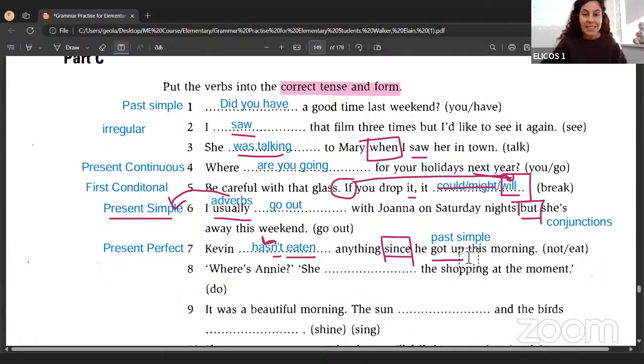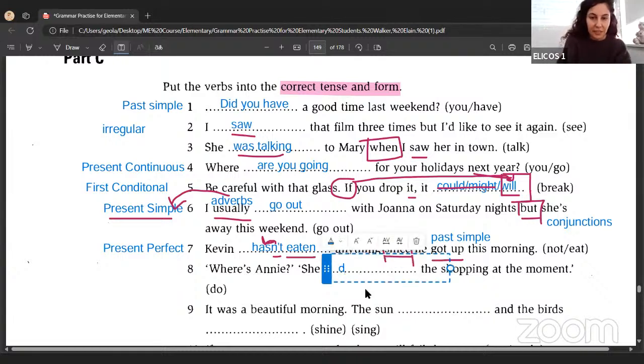Number 8, where's Annie? She's doing, yeah. She is doing the shopping at the moment.